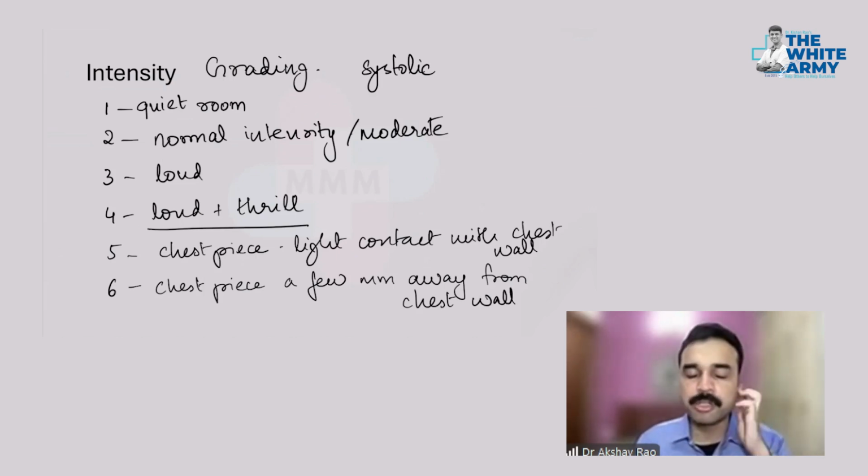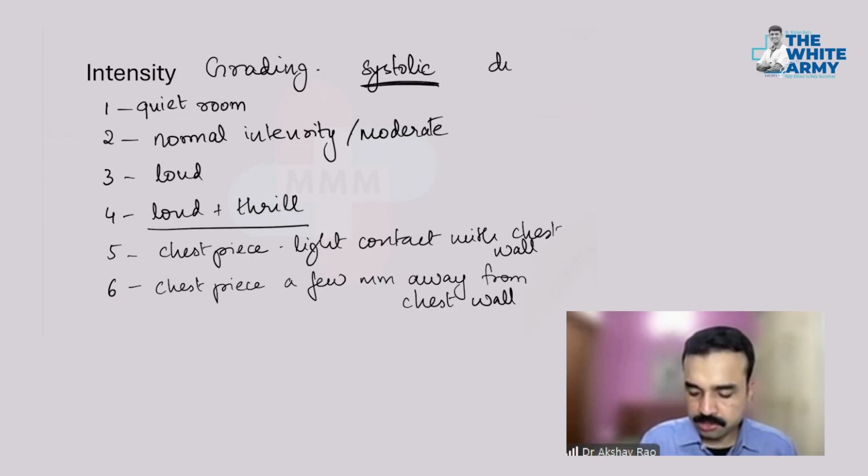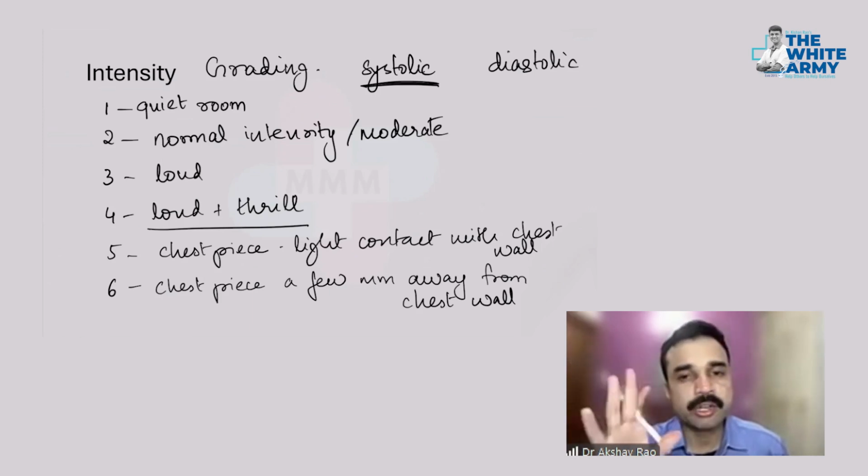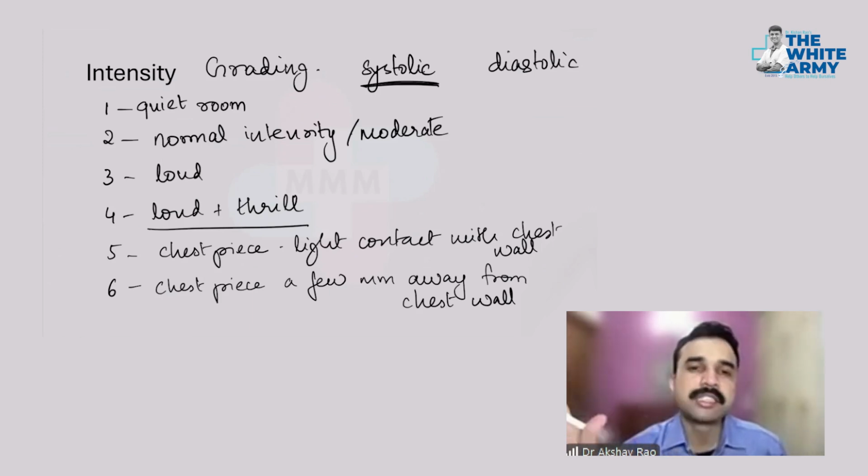Whenever you hear a murmur, you need to grade it. SCRIPT, I is intensity. You need to describe the intensity of the murmur. Traditionally, it was applicable only to systolic murmurs, but even diastolic murmurs are being graded now. Remember, if you're a student preparing for undergraduate MBBS exams, your examiner would probably not be very comfortable having diastolic murmurs graded. They will expect that you grade only systolic murmurs. That is the traditional teaching, but nowadays even diastolic murmurs are being graded.